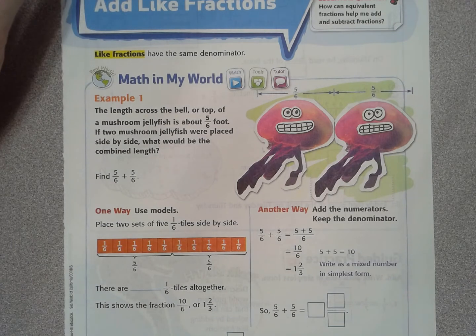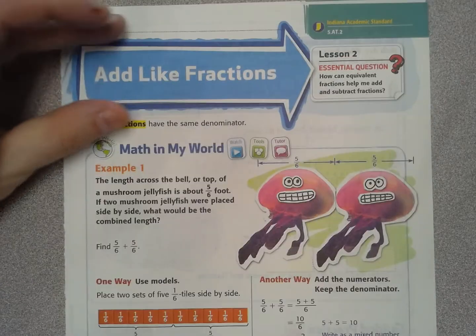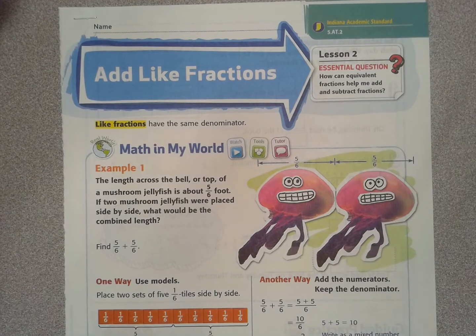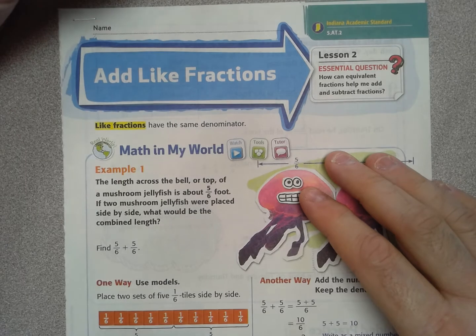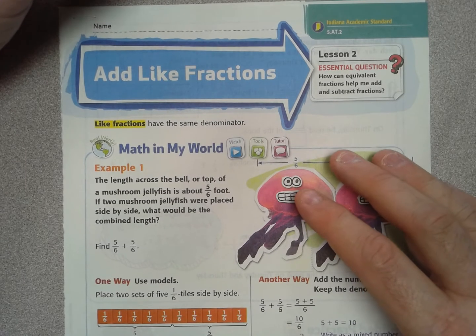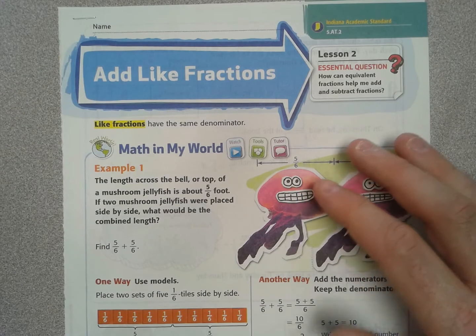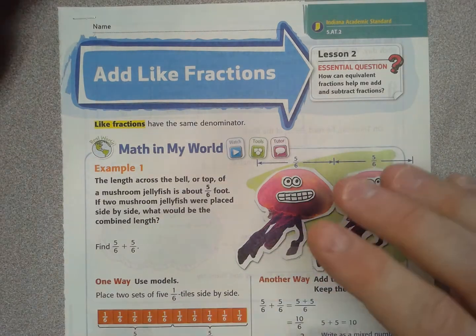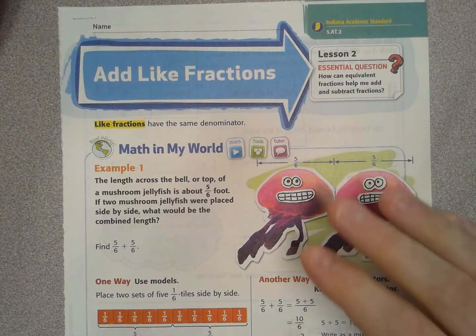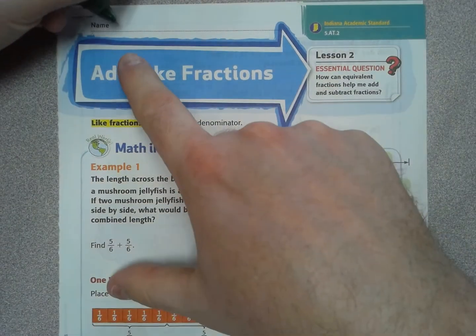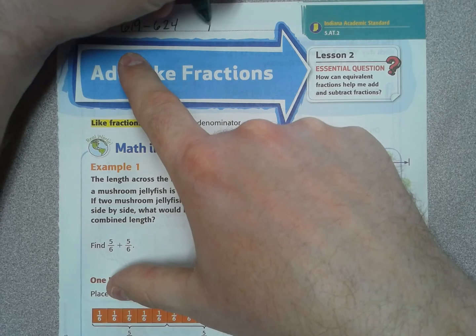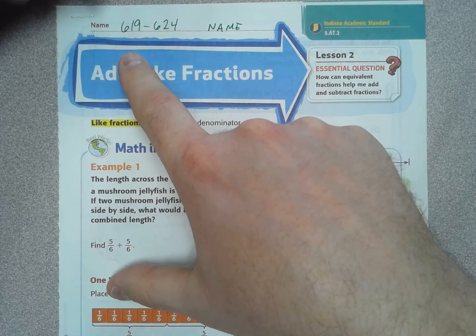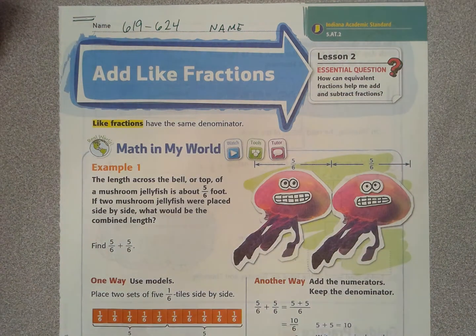Hello, guys. Now we're going to embark on adding fractions that are like, those that have denominators that are the same. We'll be working up to having denominators that are not the same, which gets a little bit harder and involves a little more work, but it's not too bad. So you're going to be using pages 619 to 624. Make sure again you put your name and you put your staple up here in the upper right hand side.